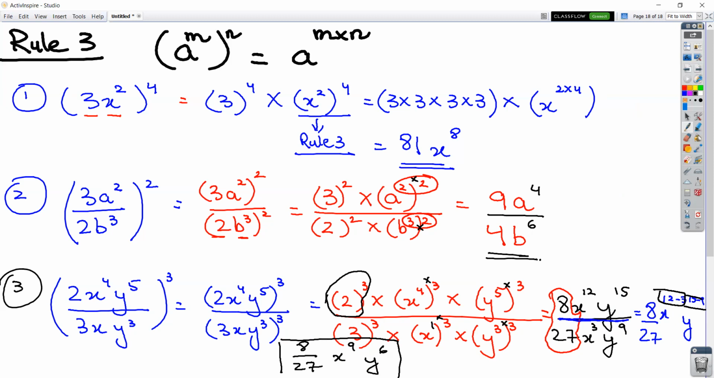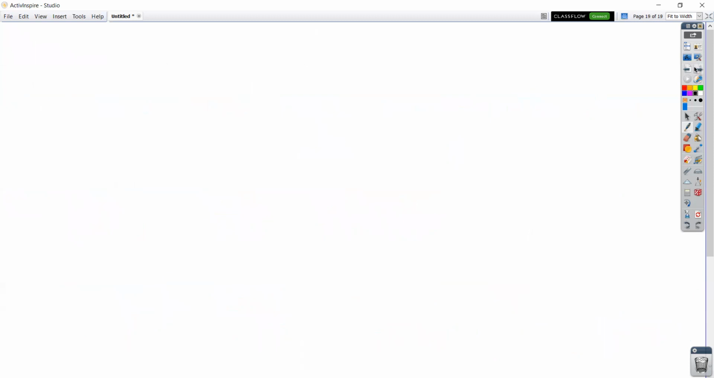Going on to the next rule, which is rule 4. All right, so now this is rule 4, where we say that anything having a power 0 would be equal to 1. So I'm writing down rule 4: a power 0 equals 1, no matter what the variable is. So as long as the power is 0, the whole thing would be equal to 1.